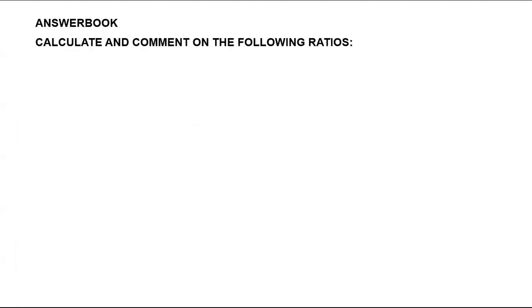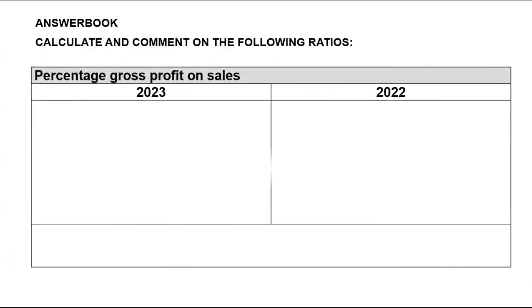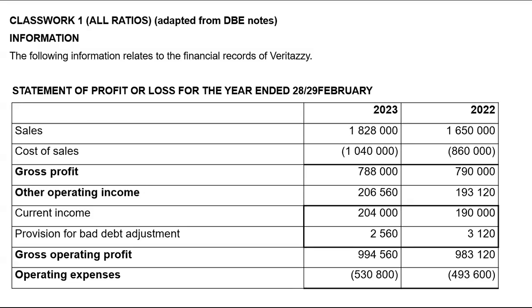All right. Now they want us to calculate and comment on the following ratios. They want us to calculate gross profit on sales. Now, how do we calculate gross profit on sales? These types of ratios, students should nail them because the name of the ratio includes the formula. Gross profit on sales simply tells you that you need to take gross profit for 2023 and divide it by sales. And that information, you will find in the statement of profit or loss.